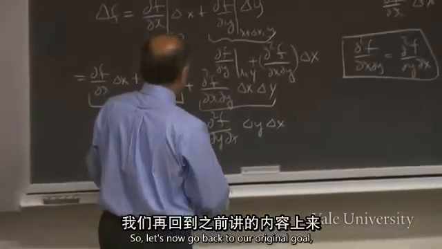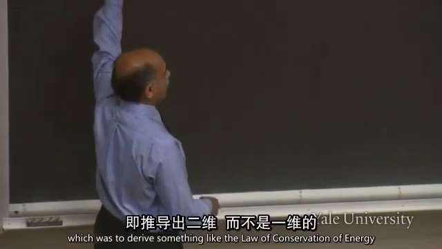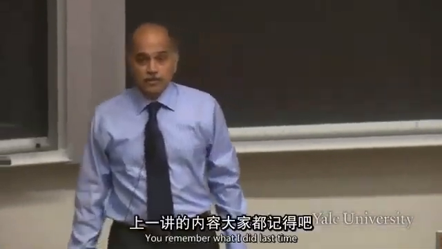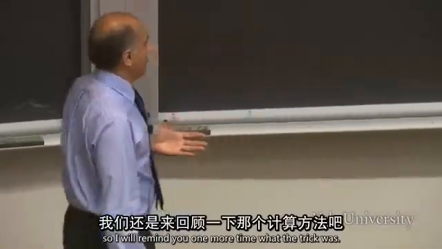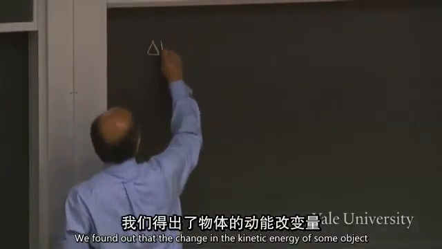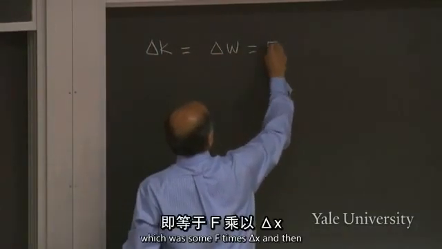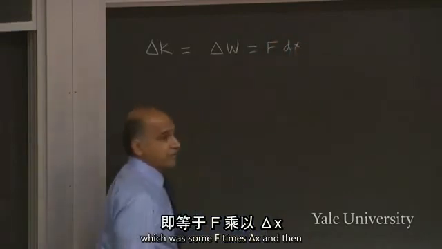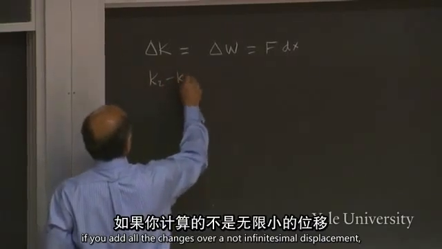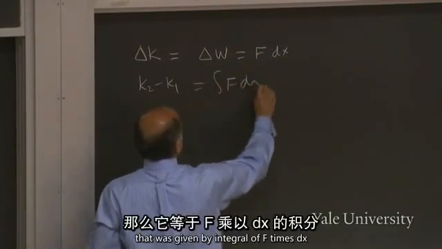So let's now go back to our original goal, which was to derive something like the law of conservation of energy in 2 dimensions instead of 1. So you remember what I did last time, so I will remind you one more time what the trick was. We found out that the change in the kinetic energy of some object is equal to the work done by a force, which was some F times delta x. And then if you add all the changes over a, not an infinitesimal displacement, but a macroscopic displacement, that was given by F times dx.